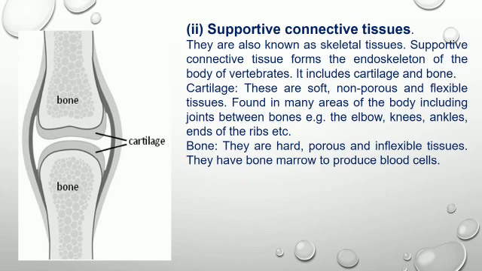Supportive connective tissues. They are also known as skeletal tissues. Supportive connective tissue forms the skeleton of the body of vertebrates. It includes cartilage and bone. Cartilage. These are soft, non-porous and flexible tissues found in many areas of body including joints between bones. For example, the elbow, knees, ankles, ends of the rib, etc. Bone. They are hard, porous and inflexible tissues. They have bone marrow to produce blood cells.